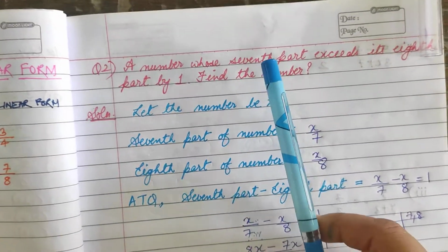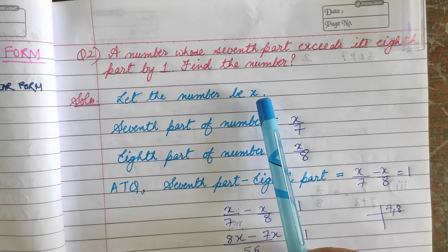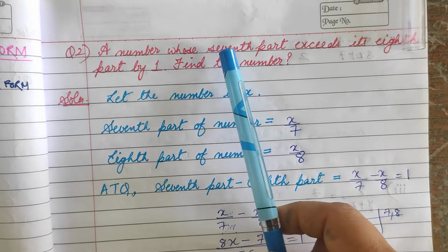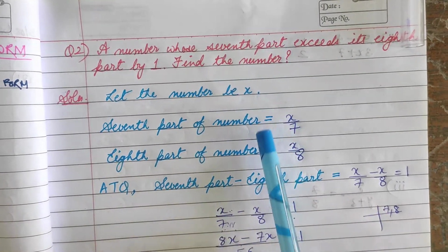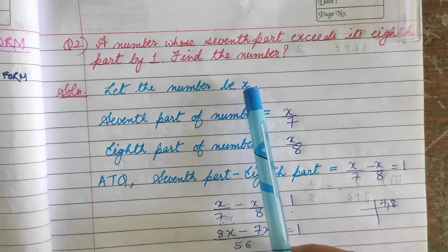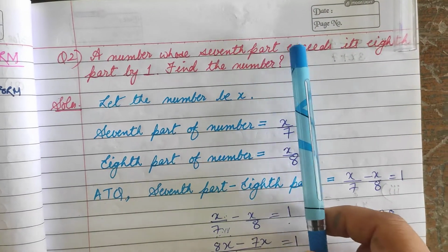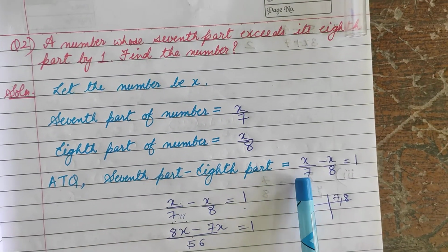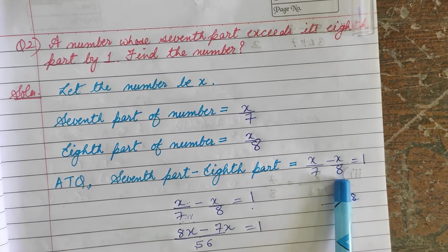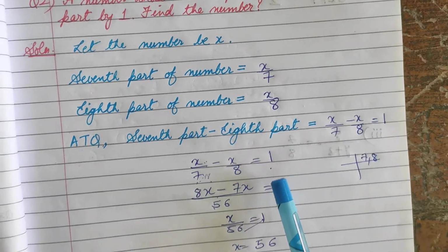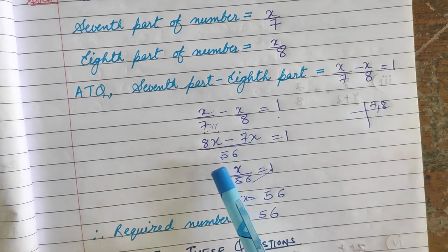Again, whatever unknown quantity there is, it is just represented by a variable. Now whatever things were given, like it was given the 7th part, we make the 7th part equal to x by 7, and the 8th part will be x by 8. Now the given condition is that the 7th part exceeds its 8th part by 1. That means the difference between the two parts is equal to 1, and we have solved it by taking the LCM.